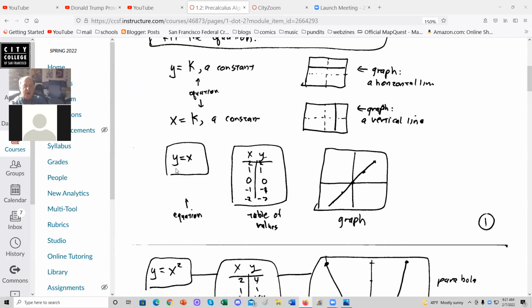Here we have an equation, y equals x, a pretty simple one. Now, to graph this, it helps if you draw a table of values. So when x is 2, then so is y. When x is 1, y is 1. 0 by 0, -1 by -1, -2 by -2. These 5 points are on the graph of the equation. Here's -2 by -2, -1 by -1, 0 by 0, 1 by 1, and 2 by 2.